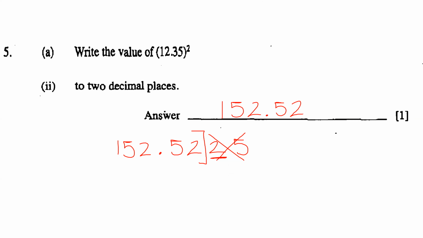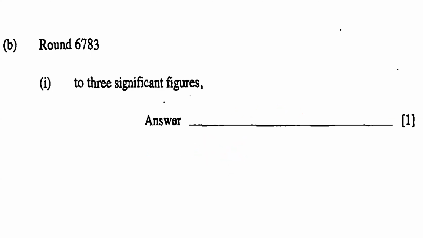All right, moving right along. We have B. B says round to three significant figures. So we have 6783. Now, what we must know is that all non-zero digits from 1 to 9 are significant. So 6 is significant. That's the first significant figure.